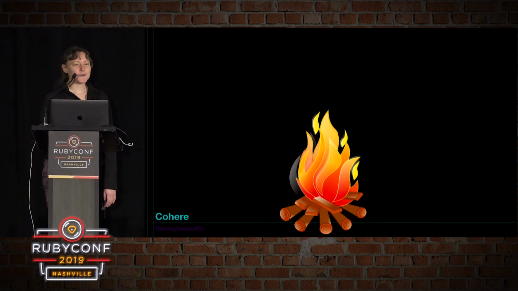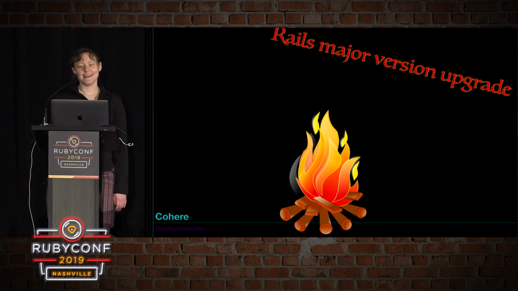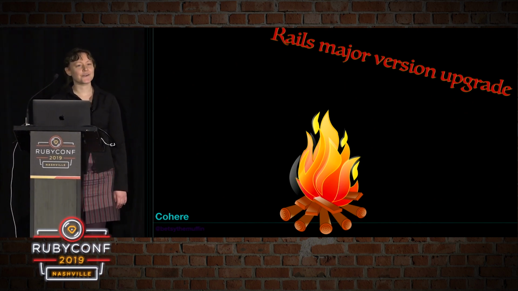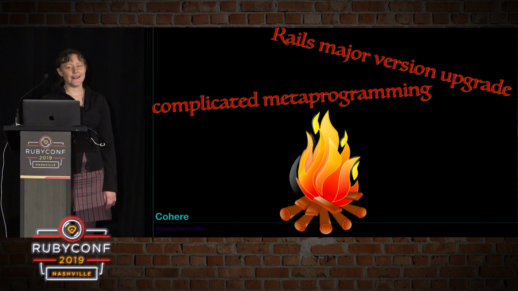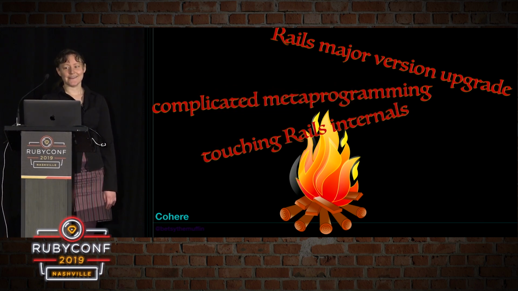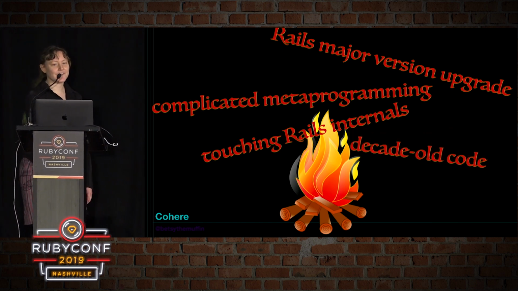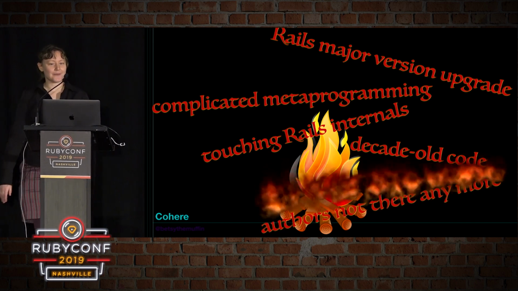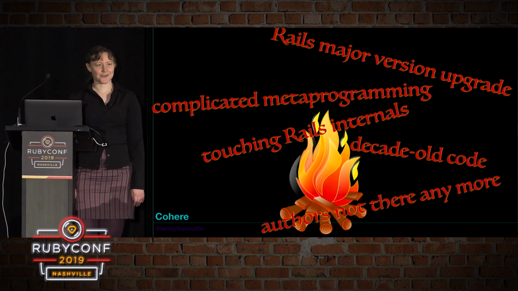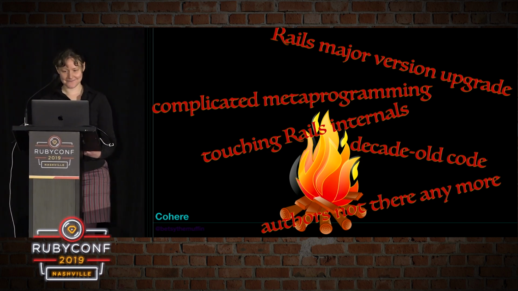About a year ago, I was working with a consulting client on a Rails major version upgrade. In the course of this project, we encountered complicated metaprogramming that interacted strangely with the Rails autosave internals. This metaprogrammed code had been written about a decade before by contractors who'd worked on the original Greenfield site, many of whom left the project shortly after and had not been there at all in the intervening decade.